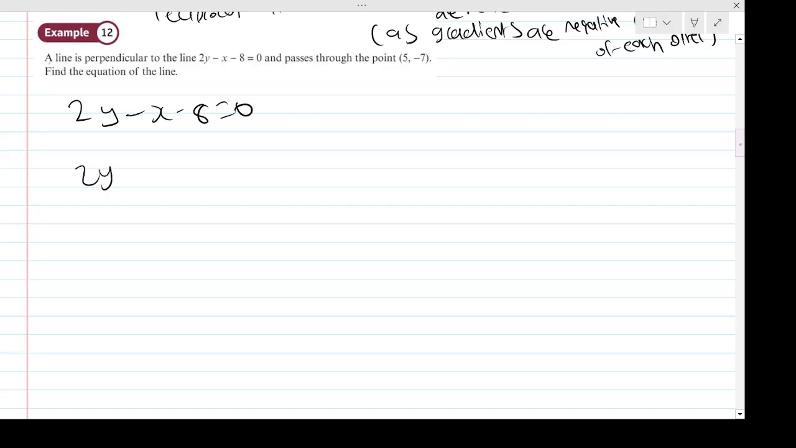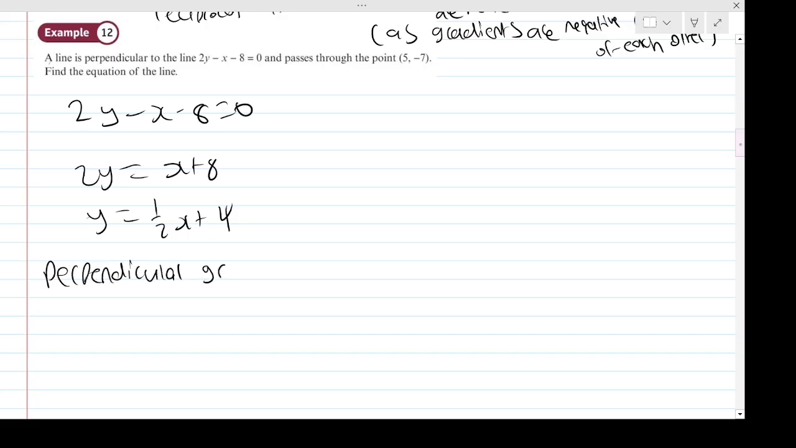So then 2y will be x plus 8 if we move everything else to the other side. But then y would simply be a half x plus 8 over 2, which is 4. That means then the gradient is a half. That means the perpendicular gradient is going to be the negative reciprocal. So a half, the reciprocal of 1 over 2, if you flip the fraction, would be 2. Then the negative would just be minus 2. So that means the perpendicular gradient of a half will be minus 2. So flip the fraction and then put a negative on it.